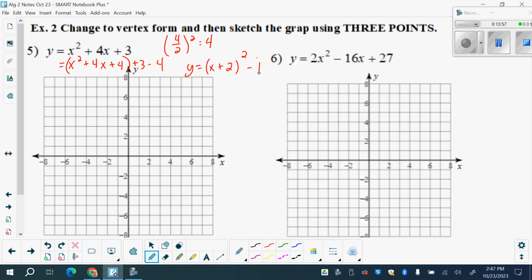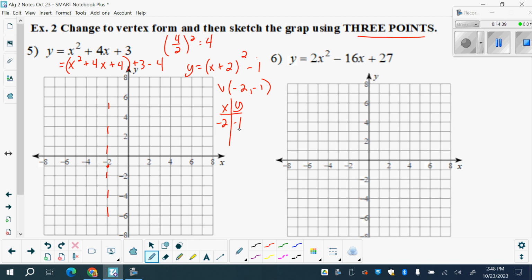And then what is my vertex there? -2. -2 what? -1. So -2, -1. Does that make sense for my vertex? Okay, so now I need to graph 3 points. So I'm going to make an XY table. I have to go back to number 3. I'll do that after this one.